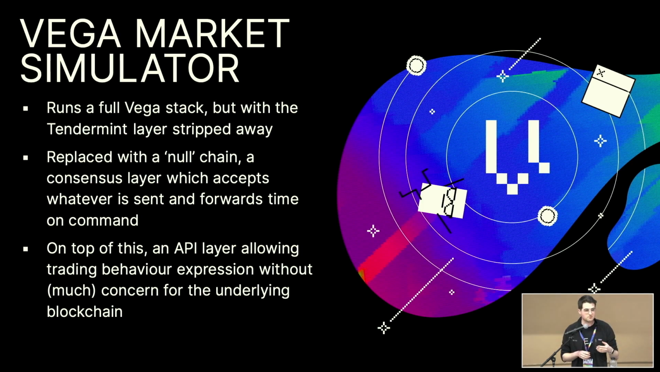That means it just accepts transactions blindly and allows you to forward time or stop time or do whatever you want, really, and gives you real control over the market. You can fast forward time, hours, days, or stop it, dig into it, see how it's behaving.